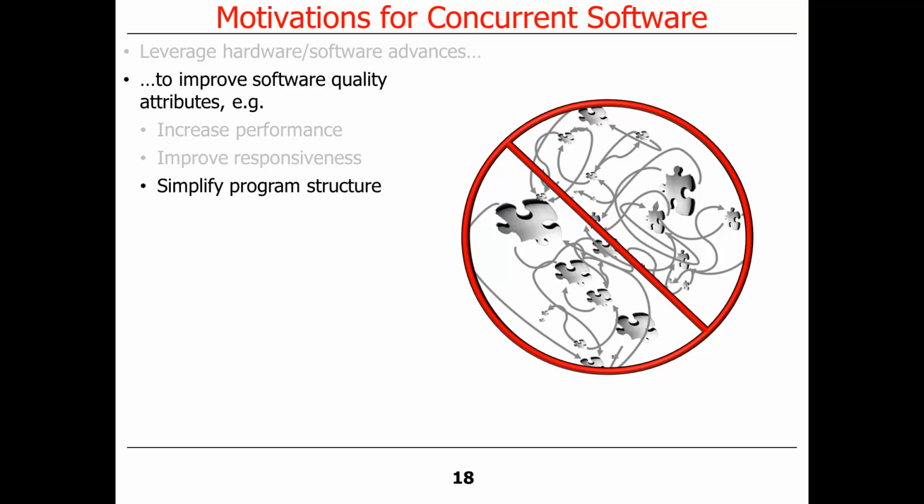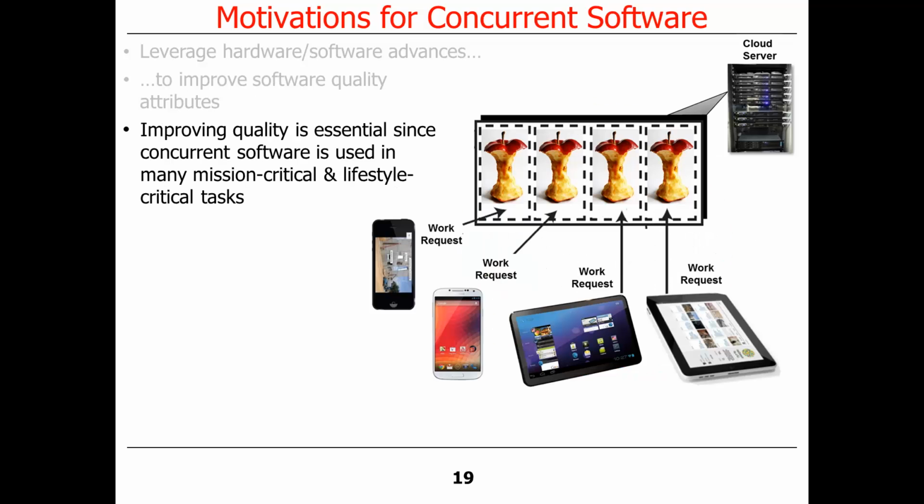And the third motivation for using concurrency is to help simplify the structure of your software. And that turns out to be the most interesting and unusual reason, and we'll talk in greater detail about that. And that'll also kind of lead into the assignment 3 discussion.